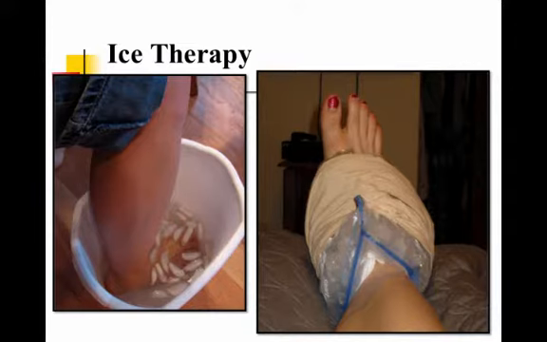Slide 18. Consider these two pictures. Which approach should be used during the acute phase, that being the first 72 hours after injury? If you said the right picture, including the ice and wrap, you are correct. I would increase the elevation, however. The left picture includes ice, but does not incorporate compression or elevation.